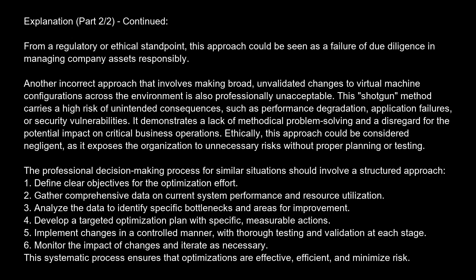The professional decision-making process for similar situations should involve a structured approach. 1. Define clear objectives for the optimization effort. 2. Gather comprehensive data on current system performance and resource utilization. 3. Analyze the data to identify specific bottlenecks and areas for improvement. 4. Develop a targeted optimization plan with specific measurable actions. 5. Implement changes in a controlled manner with thorough testing and validation at each stage. 6. Monitor the impact of changes and iterate as necessary. This systematic process ensures that optimizations are effective, efficient, and minimize risk.